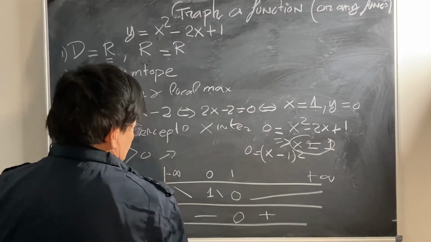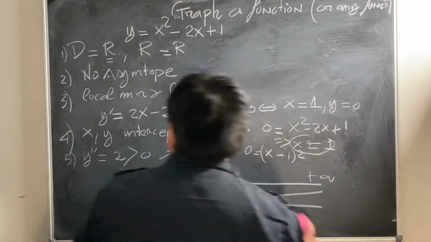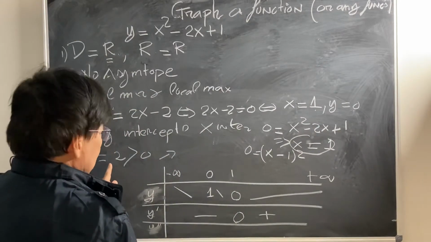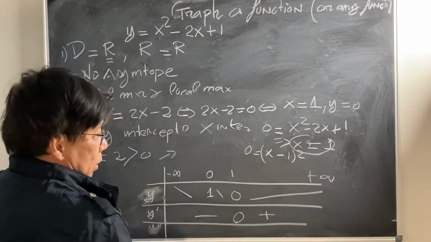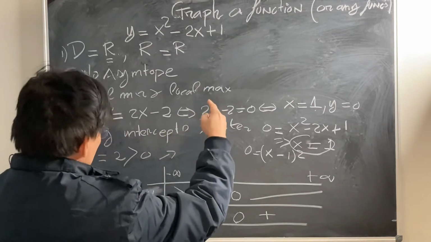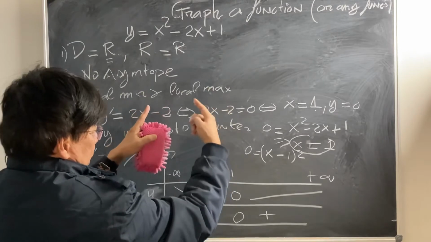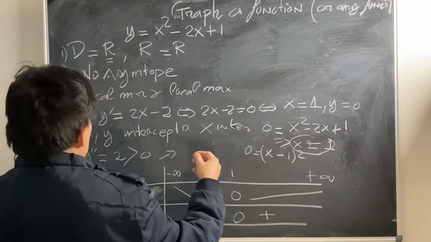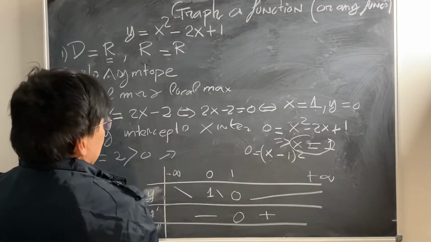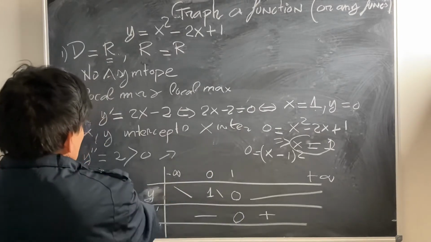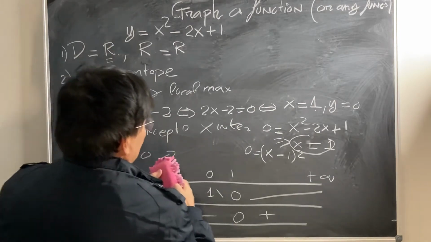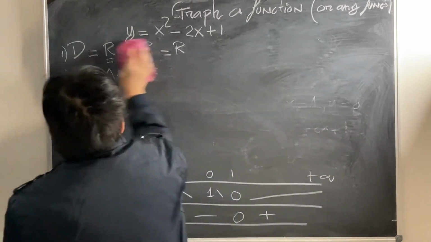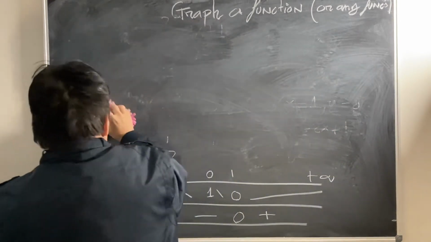Okay, now let's graph it. y second prime equals 2, so it's always positive. That means y is always above the x-axis, so y always has a positive value. Okay, now let's graph it. Let's draw this using the table.